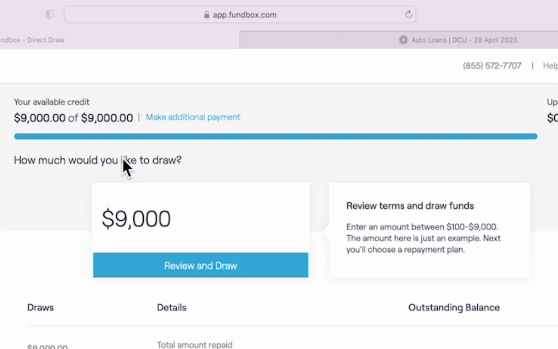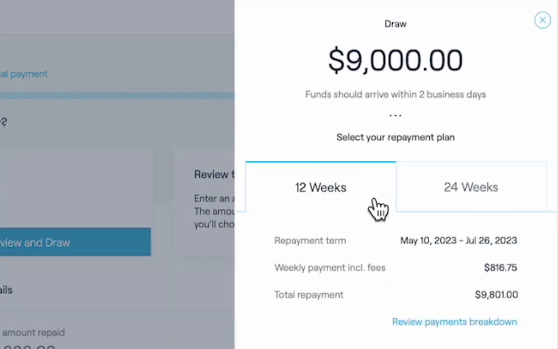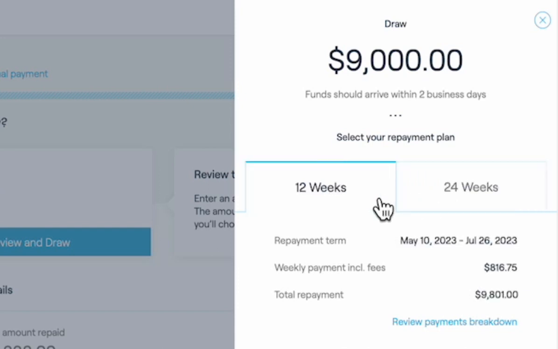And with Fundbox, you're going to have to pay some fees. All right, but if you want to draw, you just type in an amount right here and you will click review and draw. And once you click review and draw, you can either select a 12-week term or a 24-week term. And it's basically showing you, okay, if you select the 12-week term, your weekly payments is going to be $816.75, and your total repayment is $9,800. So you're paying $800 in fees for a 12-week term. So obviously you want to be able to pay that money back sooner than that. And there's no repayment penalties.